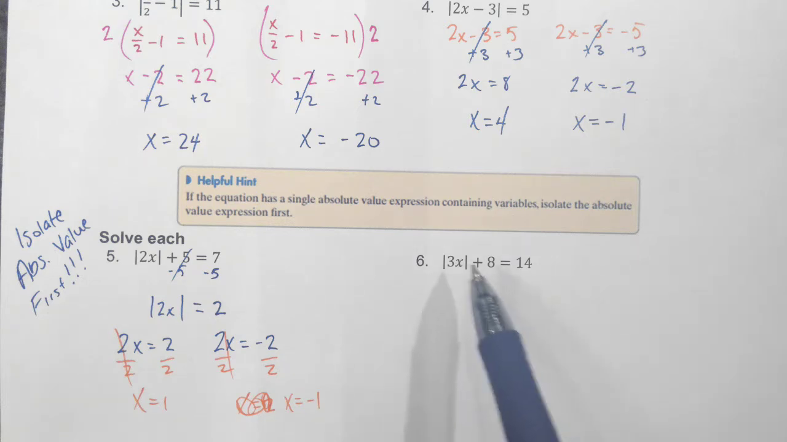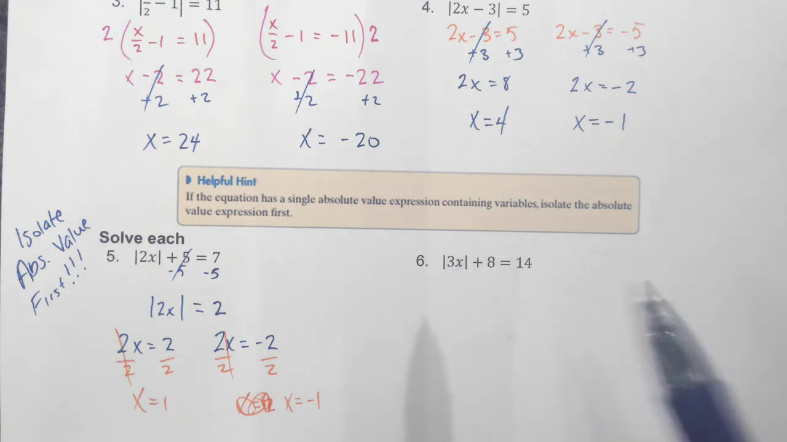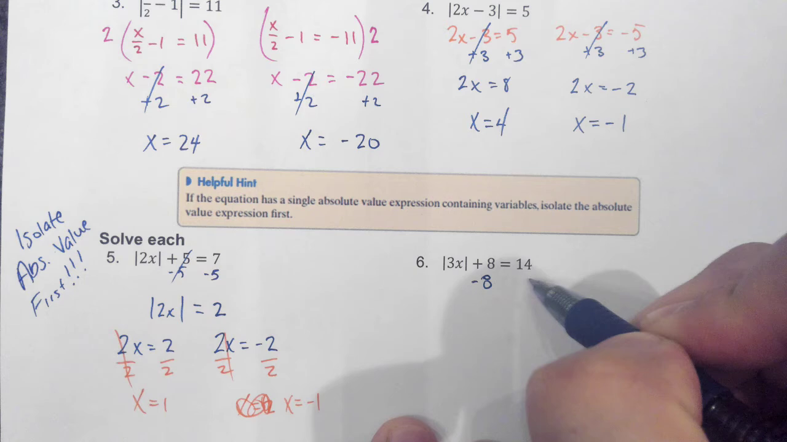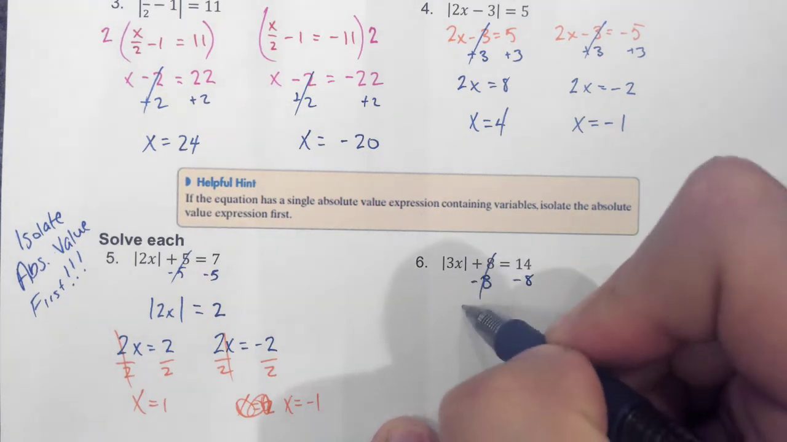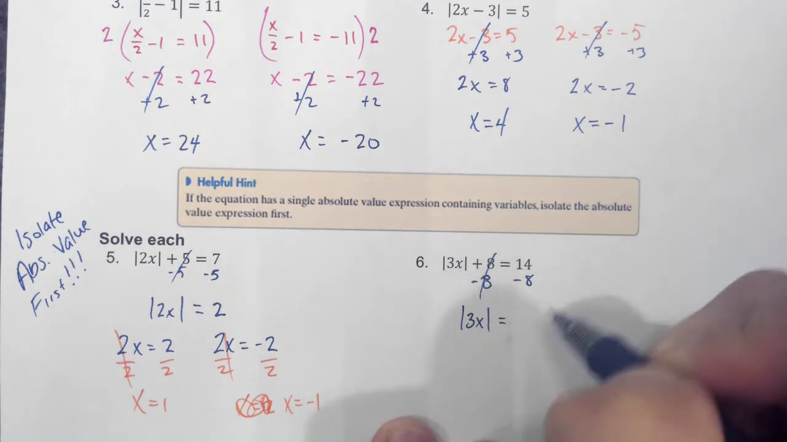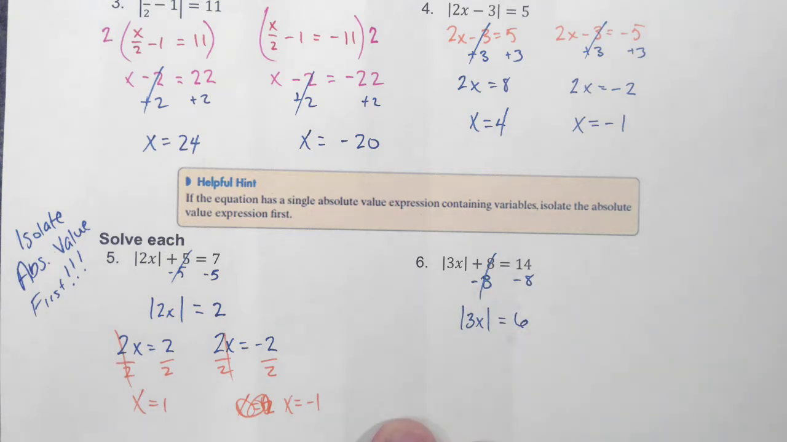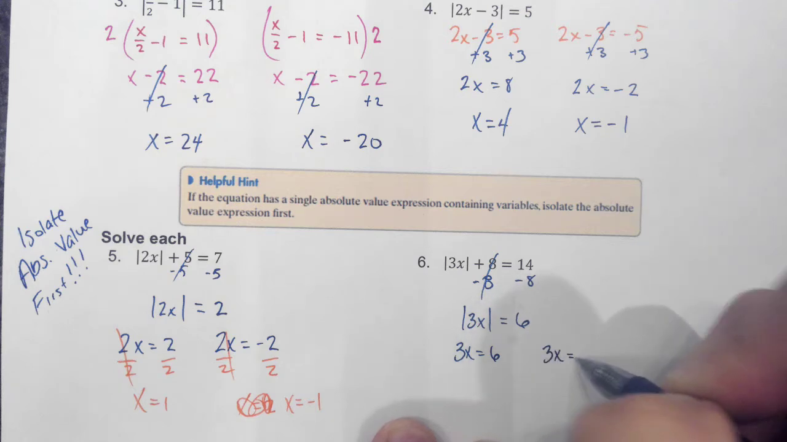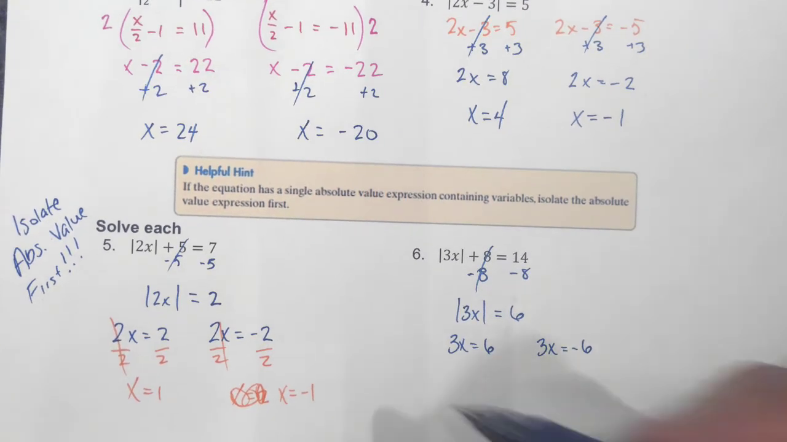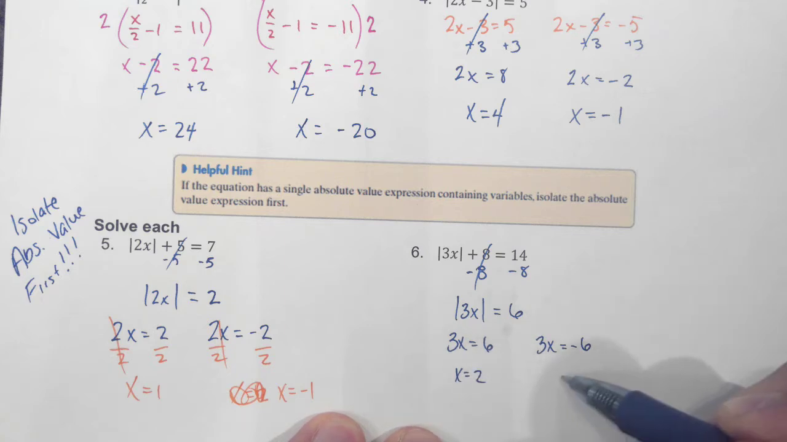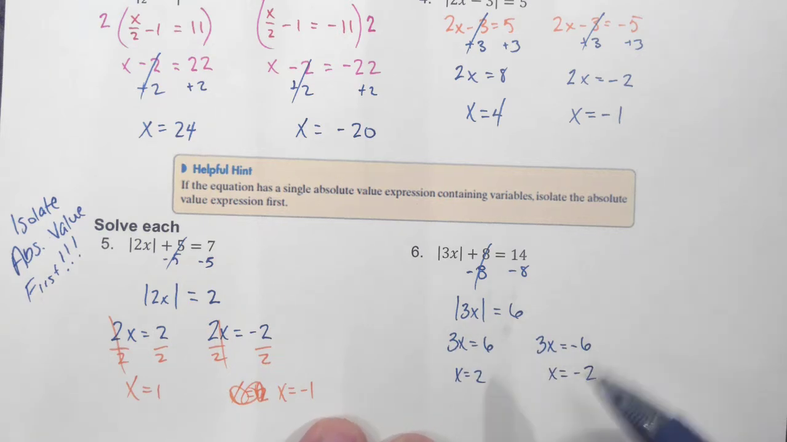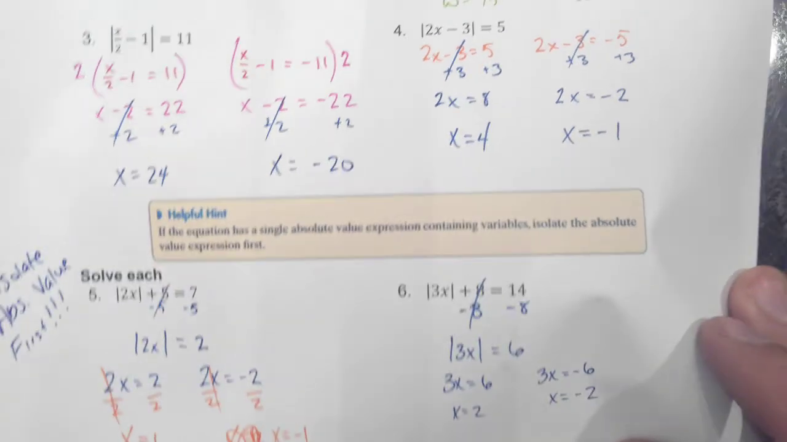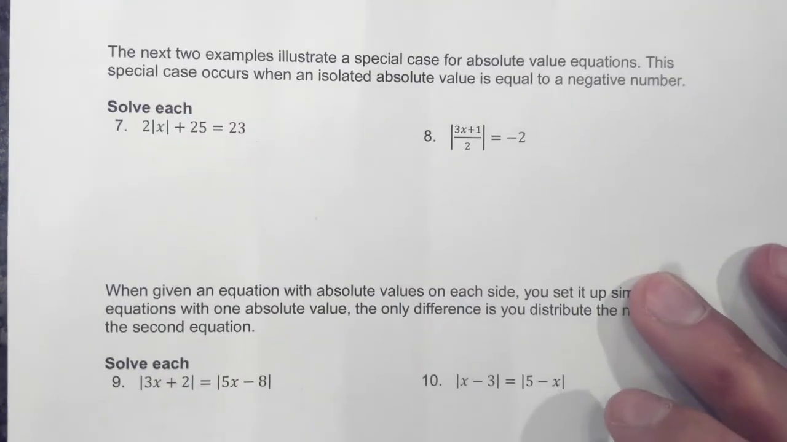Number 6, is the absolute value symbol isolated? No, there's an 8 on the same side of the equation as it. So first you must subtract 8. That gives us the absolute value of 3x equals 6. So that means 3x would equal 6, and 3x would equal negative 6. Divide by 3, and x equals 2. Divide by 3, and x equals negative 2. So again, we got the opposites, but that's just because these are very simple examples. So don't just assume they're negatives.